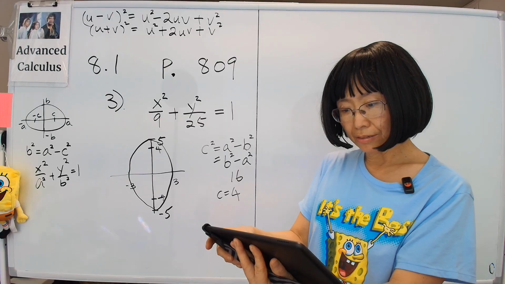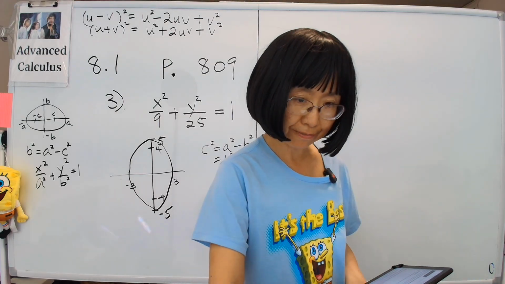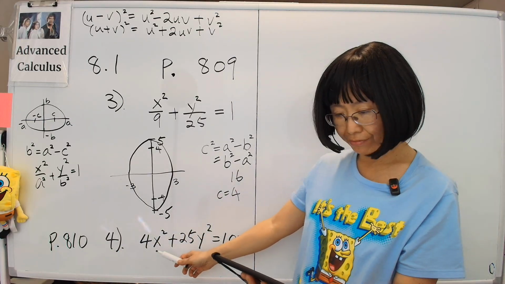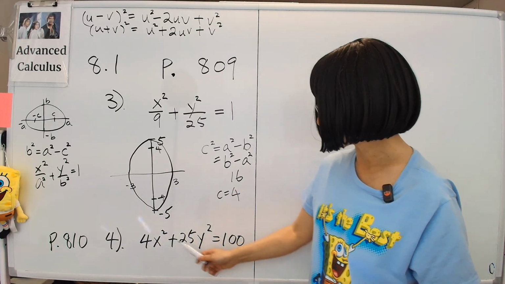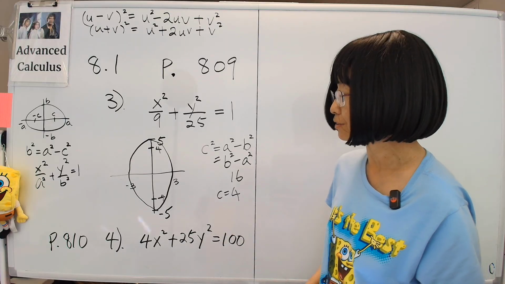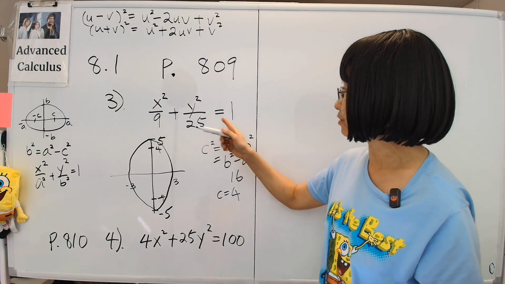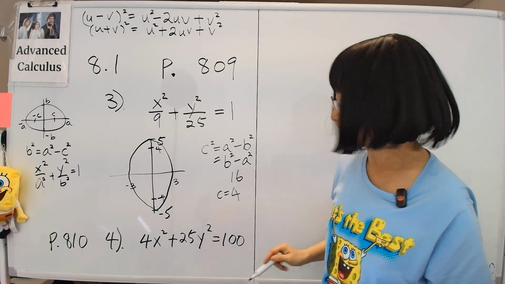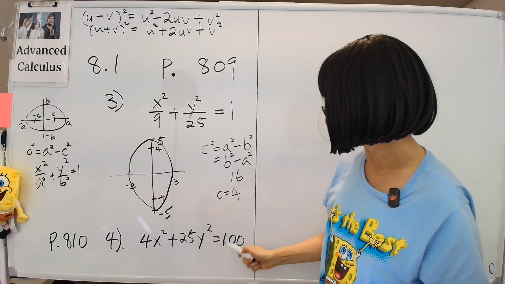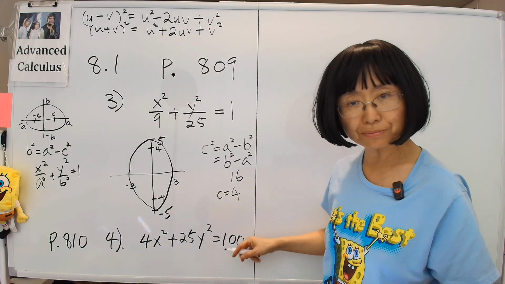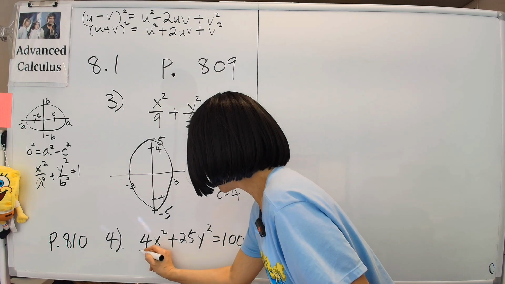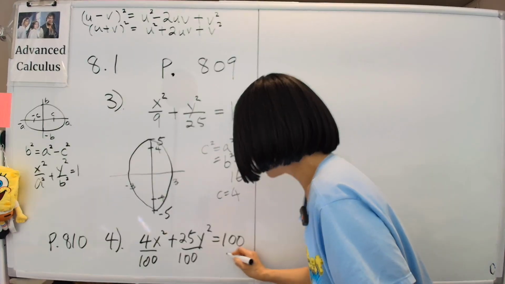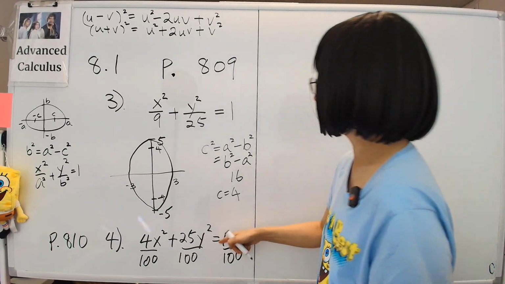Next, let's look at example 4 on page 810. We have the problem: the ellipse is 4x squared plus 25y squared equals 100, which is fine, but this doesn't look like the standard form. We need the ellipse to be divided by various numbers, and it has to equal 1. What if it equals 100? Well, the trick is to divide 100 across the board, so everything will be divided by 100, and we force it into looking that way.